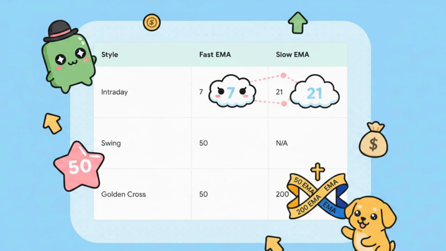And the golden rule for investors? You only ever buy a stock if the price is trading above that 50 EMA. If it's below it, you don't even touch it. Finally, for major long-term market trends, investors look for what's called the golden cross, and that's where the 50 EMA interacts with the 200 EMA.